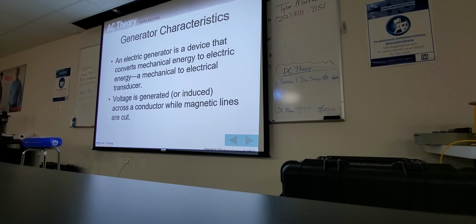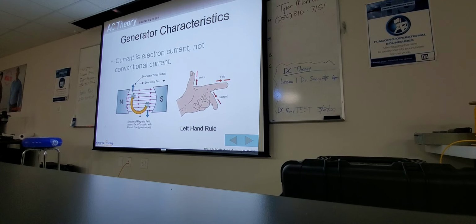A motor is going to take electrical energy from your line voltage and convert that into usable mechanical energy. Voltage is generated or induced across a conductor while magnetic lines are cut. Current is electron current, not conventional current. And here's the left-hand rule. The thumb indicates the direction of motion. Your forefinger is the magnetic field of flux, and your middle finger is the direction of the current flow.